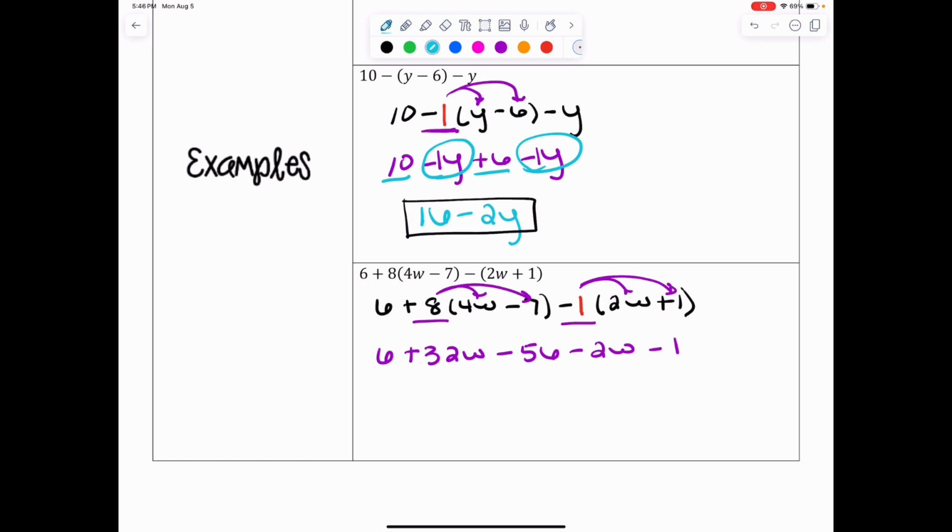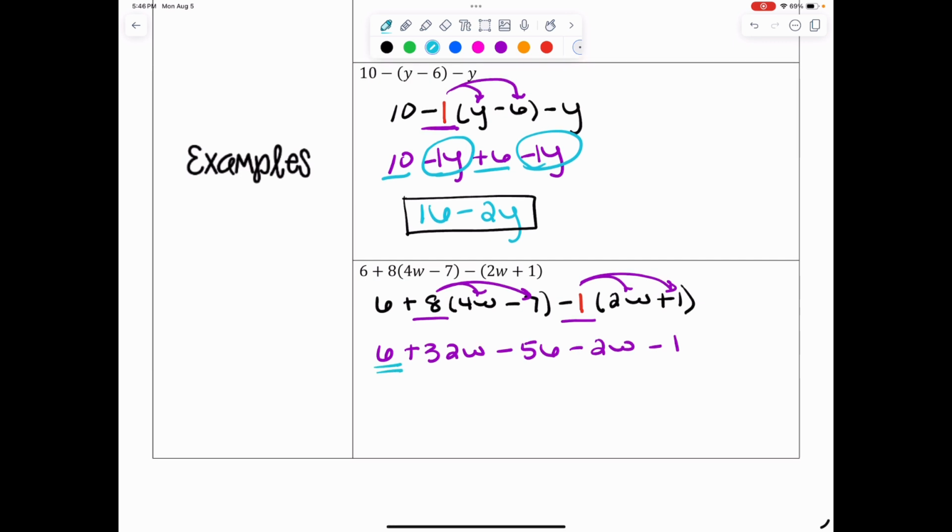So now we can go through and find our like terms. I see 6 and -56 and -1 as like terms. And then I see 32w and -2w. Always taking the signs with it so I know whether they're positive or negative. So 6 take away 56 would be -50. Take away another 1 would be -51. And 32w minus 2w would be 30w.